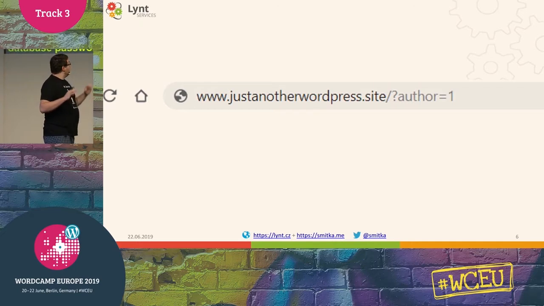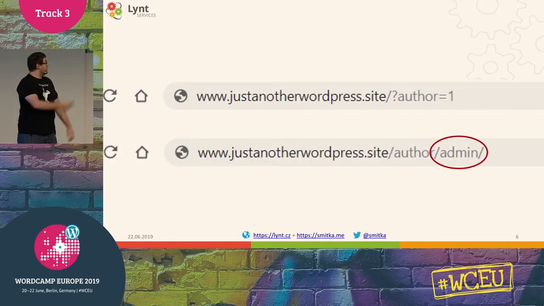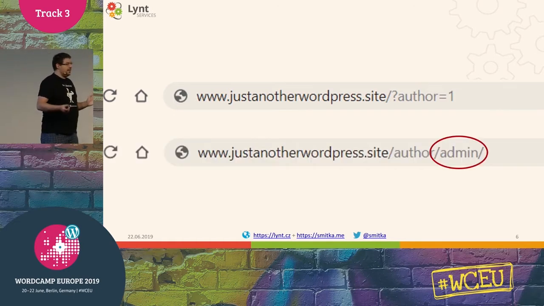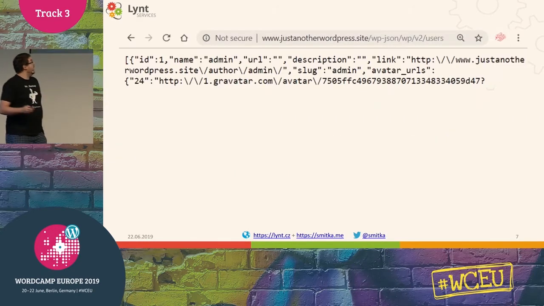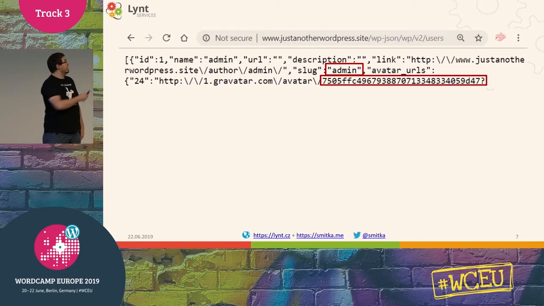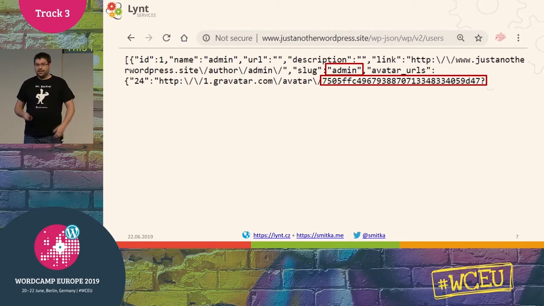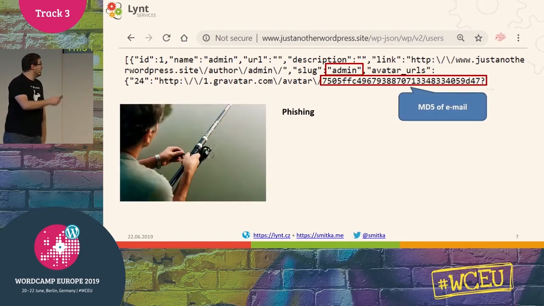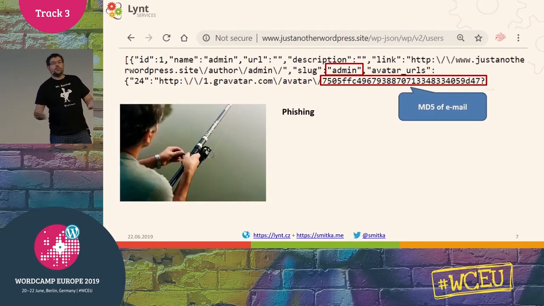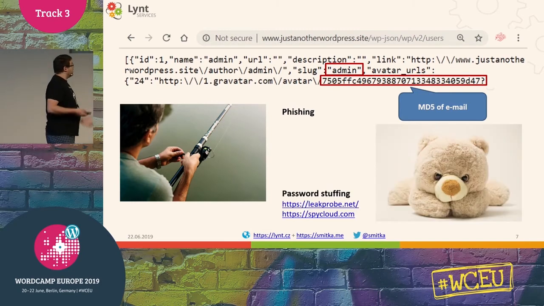OK, now we have enough information about the site, and let's focus on the author. Author number 1. His username is admin, and it's not very clever, right? The same information you can get from the REST API, and there is a bonus. This is the MD5 hash of his email, and MD5 hashes are pretty easily crackable. So we know his email, and we can use it for phishing, for example, or password stuffing.